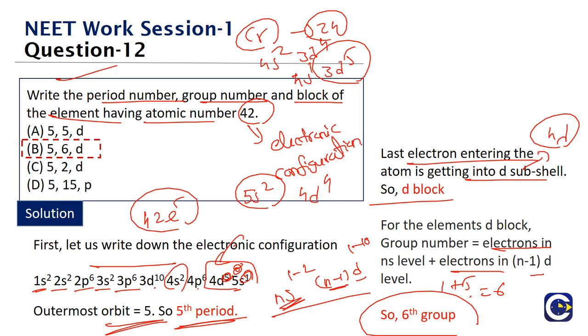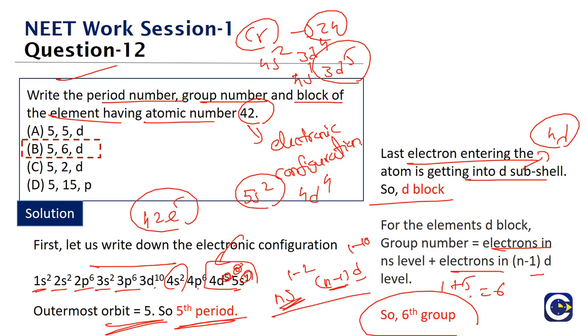So whenever we write the electronic configuration, the first thing we observe is the period number, because the outermost orbit is the period number, and then where the last electron is getting into. If it is getting into the s subshell, it will be s block. If it is getting into d subshell, it is a d block element. If p subshell, p block element. If f subshell, f block element. Here the last electron is getting into d subshell, that is why it is a d block element.